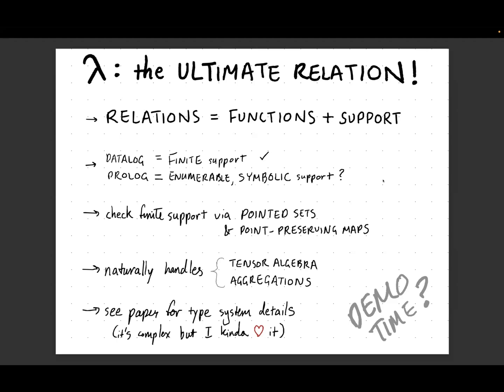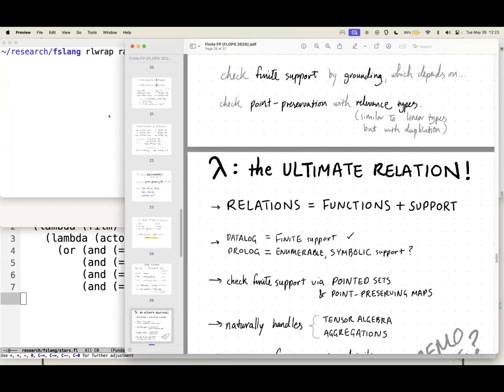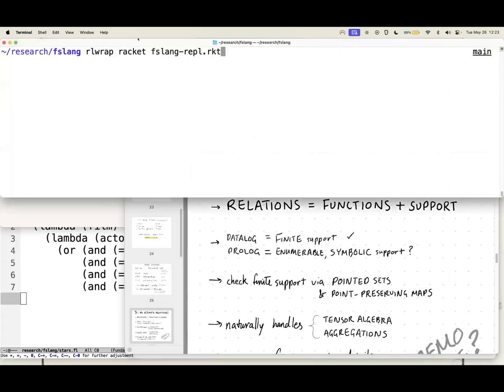If you want to understand the type system in more depth, see the paper. It's a complicated type system. I kind of like it, but I have some ideas about maybe how to simplify it. It definitely has its warts. And I think I just have enough time for a demo. This is not entirely vaporware. I do have a prototype implementation.